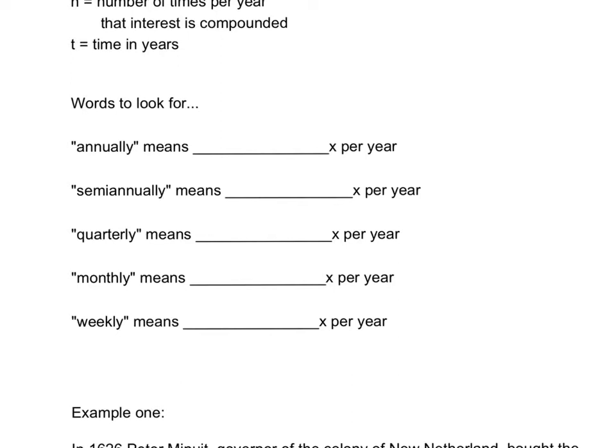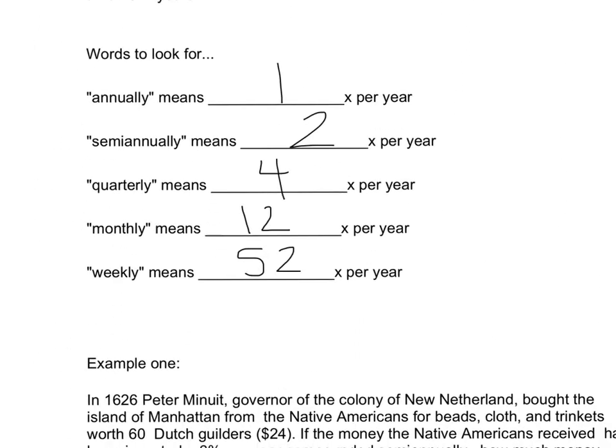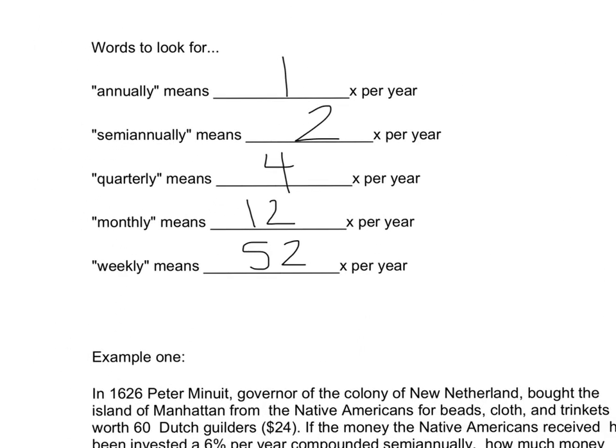Annual, it just means 1 times per year. Semi is 2. Quarterly means 4. Monthly, 12. And weekly is 52 weeks. So just so that way you know what you need to plug in for that N, because the N is going to be one of these 5 numbers.